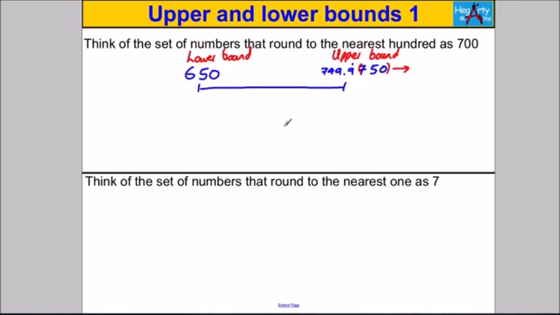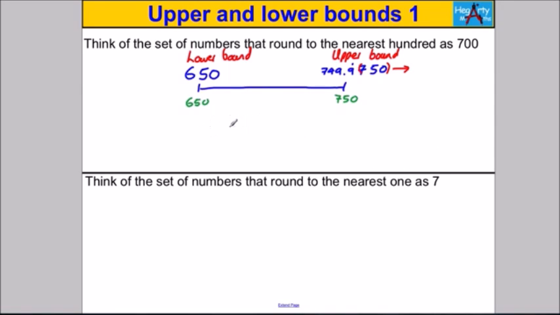Now, I've told you before that mathematicians are super lazy, right? And they call the lower bound 650, but because they can't be bothered to write 649.9 recurring, they actually write 750 because they're just lazy. Now, I know 750 should round up, but they just write 750. But when they write it, they mean a number just a tiny, tiny bit smaller than 750, i.e. 749.9 recurring.